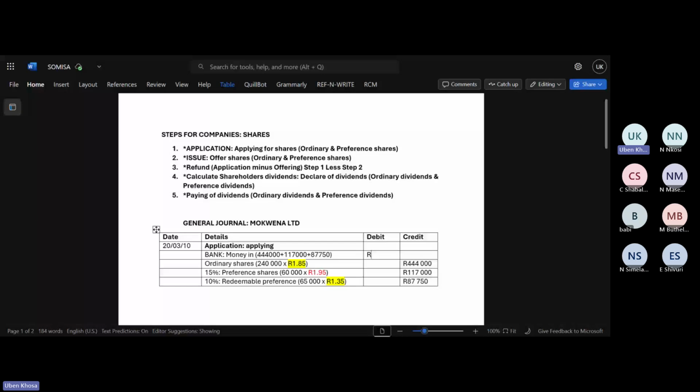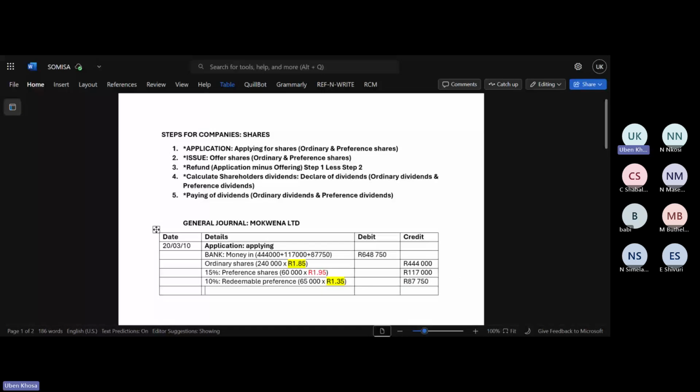Meaning these people sent 444,000 for ordinary shares. They also sent 117,000 for preference shares. They also sent 87,750 for redeemable preference. So in total, they sent us how much? 648,750. Now let's move to the next stage.